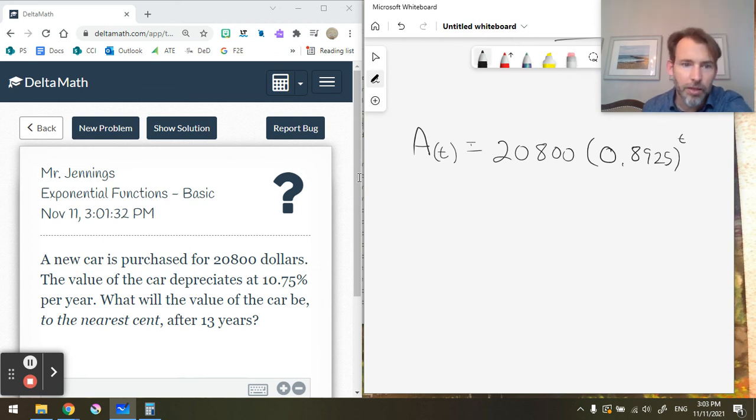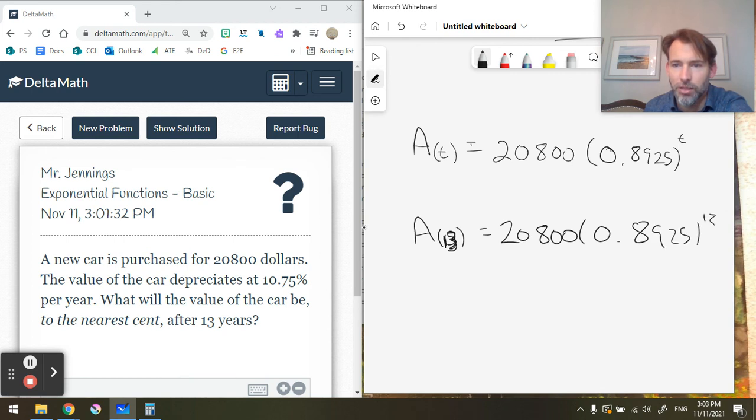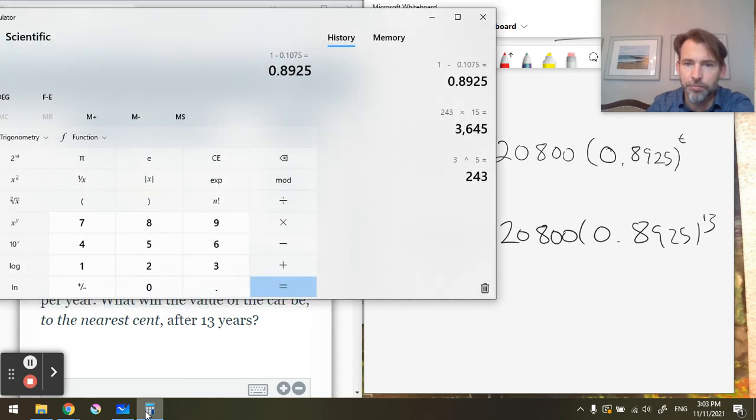All right. Now, what will the value of the car be to the nearest cent? Wow, they really want the nearest cent that the car is worth. As though that's significant. They just want to see if you did the math right. Oh, so sorry, you're going to want to know what the value of the function is at 13 years. I'm not even going to erase it. I'm just going to do this like it was a pen. Okay, A at 13 is equal to 20,800 times 0.8925 to the 13. Punch it all on a calculator.